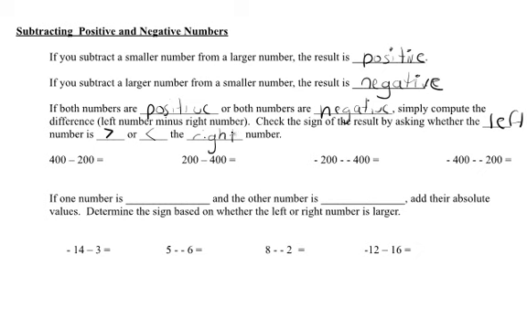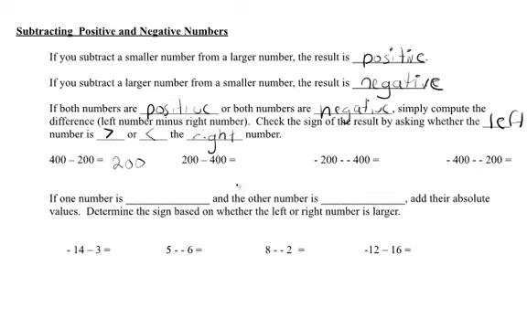So remember, if the left number is greater, then our answer is positive. If the left number is smaller, then our result is going to be negative. So let's try this with a few problems. 400 minus 200 is 200. Our left number is greater, so we have a positive result.